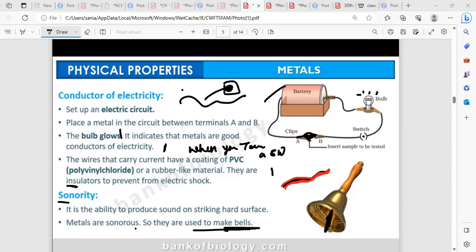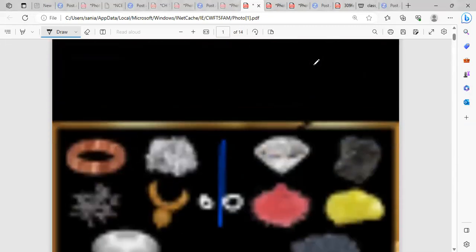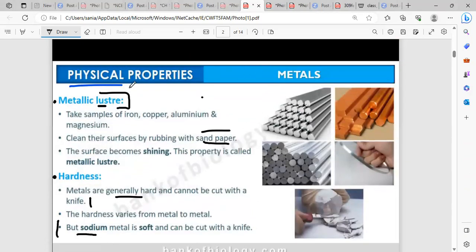So now I'll give you time to write it down. Write it down in a very good way. First, you will write chapter metal and non-metal, and then you will write physical properties of metal. First, second, like that, and you will write the explanation as well.